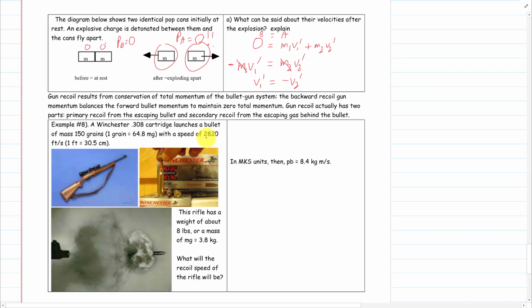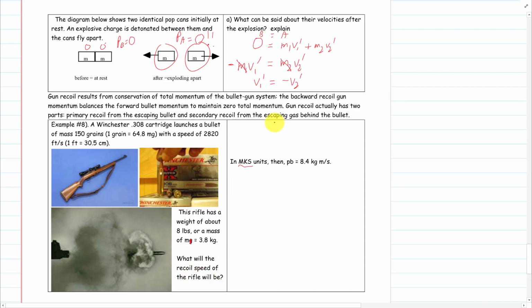With a speed of 282 feet per second. That's the old US version, and I've converted that 1 foot is equal to 30.5 centimeters. So we'll do some conversions here. We want to go into meters, kilograms, and seconds units. The rifle has a weight of about 8 pounds, which is a mass of 3.8 kilograms. What will be the recoil speed of the rifle?